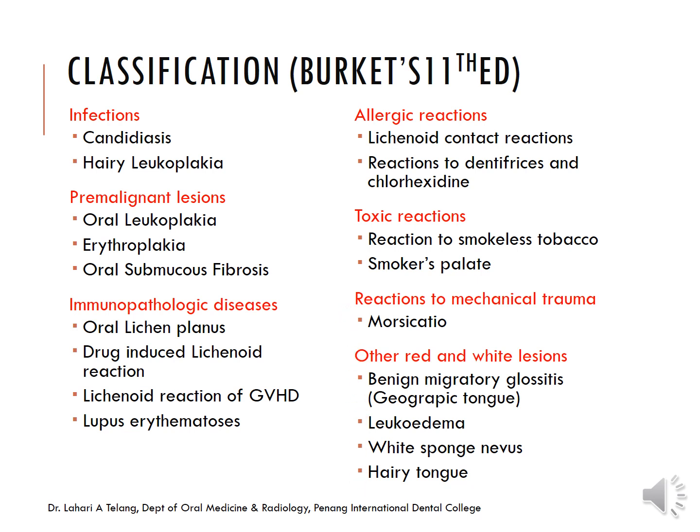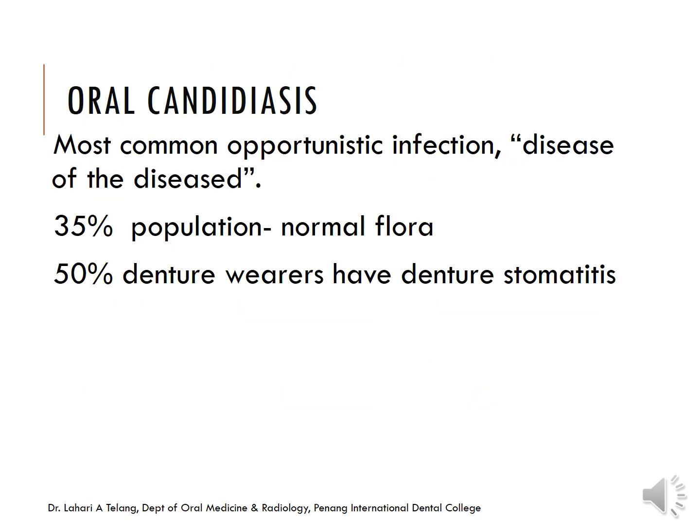Alright, so let's look at each and every disease one after the other, and we'll be covering most of these diseases except for a few less important ones which you can always refer to from the textbook. Right, let's look at oral candidiasis first. It's the most common opportunistic infection. It's called a disease of the diseased. That means that if there is an underlying condition, you're more likely to manifest with oral candidiasis.